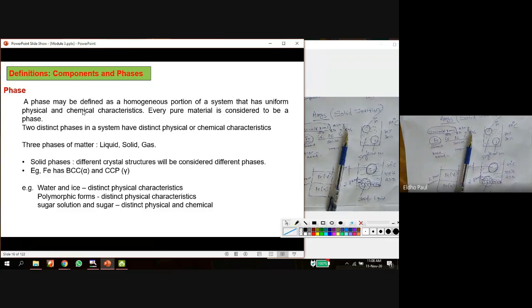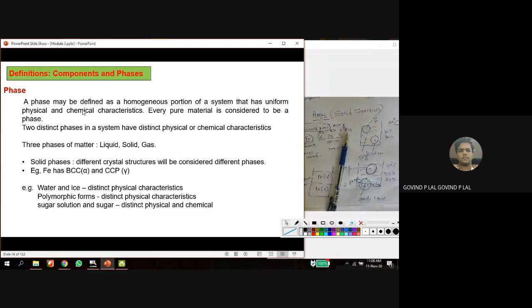അപ്പൊ ഇതിൽ ഏതെങ്കിലും either ഫിസിക്കൽ ഓർ കെമിക്കൽ ക്യാരക്ടറിസ്റ്റിക്സിൽ ചേഞ്ച് വന്നു കഴിഞ്ഞാൽ, യൂണിഫോമിറ്റിക്ക് ചേഞ്ച് വന്നു കഴിഞ്ഞാൽ, വി ക്യാൻ കൺസിഡർ ദാറ്റ് ആസ് എ ഡിഫറെന്റ് ഫേസ്. ഓക്കെ. അപ്പോ ഒരു മെറ്റീരിയൽ ഹോമോജീനിയസ് ആയിട്ട് 2 പോർഷൻസ് ഉണ്ട്. അതായത് മൊത്തത്തിൽ ഹെട്രോജീനിയസ് ആണ്, 2 പോർഷൻ ഹോമോജീനിയസ് ആണ്. അപ്പൊ ആ 2 പോർഷൻ 2 ഫേസ് ആണല്ലേ?